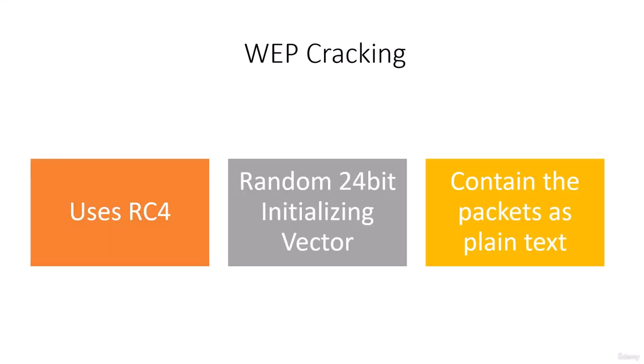The first encryption that we are going to talk about is WEP, or WEP cracking. It is the oldest one and the easiest one to break, but we still need to learn how to break it, because you will still see networks that use WEP. WEP encryption uses an algorithm called RC4.